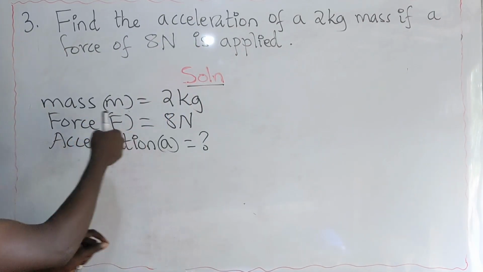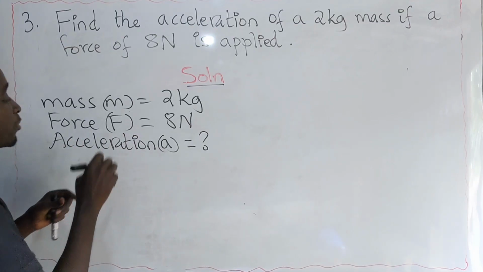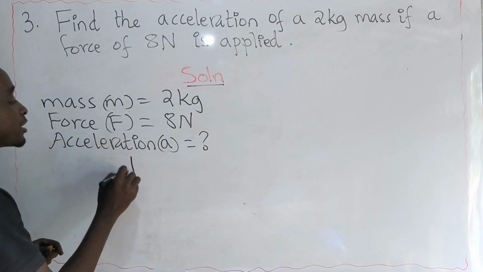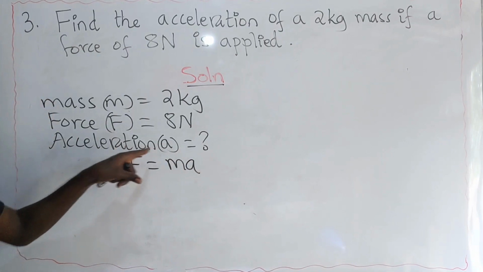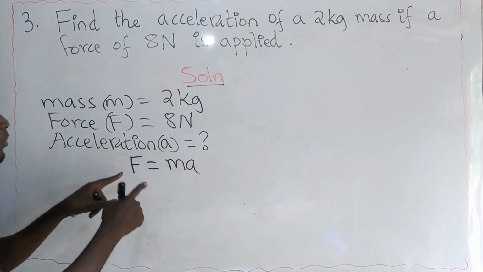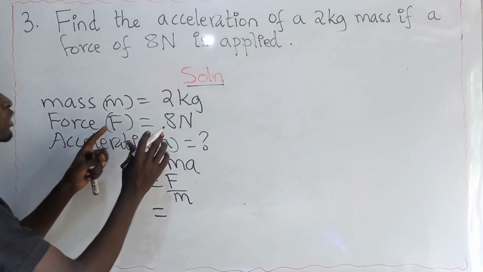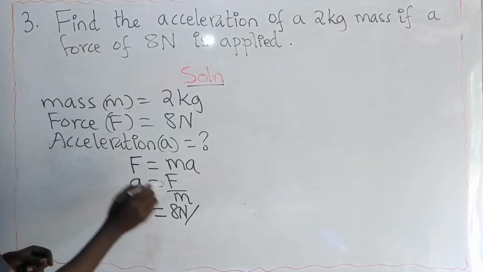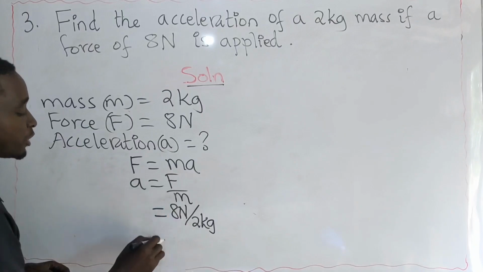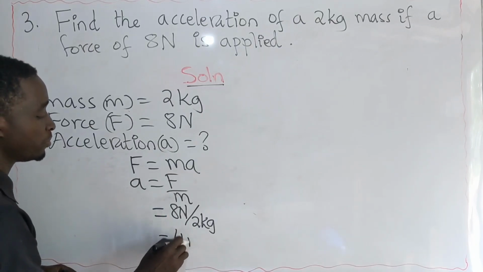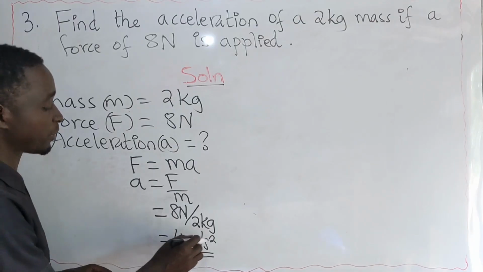As we've done in the previous 2 examples, again we use Newton's second law of motion, and from it we say that force is equal to the product of mass and acceleration. Now we are asking the acceleration. To get this acceleration, we take force divided by mass. Our acceleration is equal to force over mass. The force we have here is 8 Newton divided by mass, which is 2 kilogram. 8 divided by 2, we get 4 meters per second square. Now the acceleration will be 4 meters per second square.